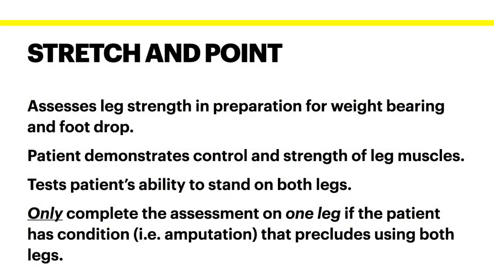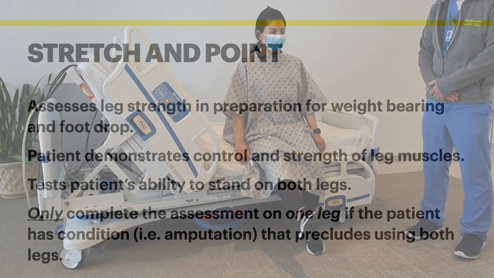The second assessment of the BMAT is the stretch and point. This assesses the patient's leg strength in preparation for weight bearing. This also can assess for foot drop. Test the patient's ability to stand on both legs. Only complete the assessment on one leg if the patient has a condition that precludes them from using both legs.